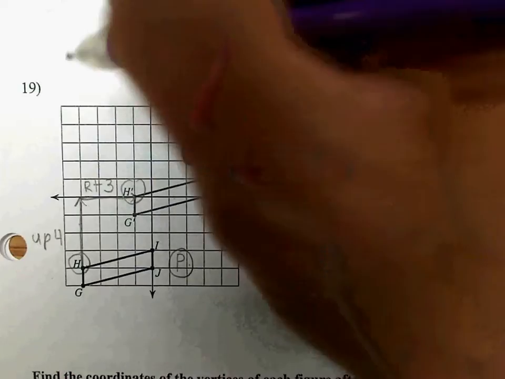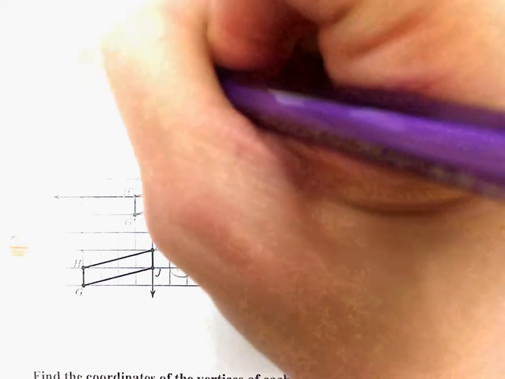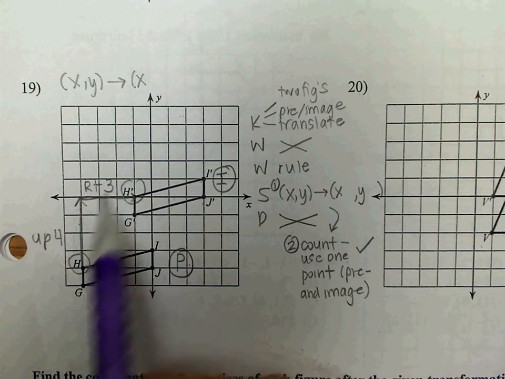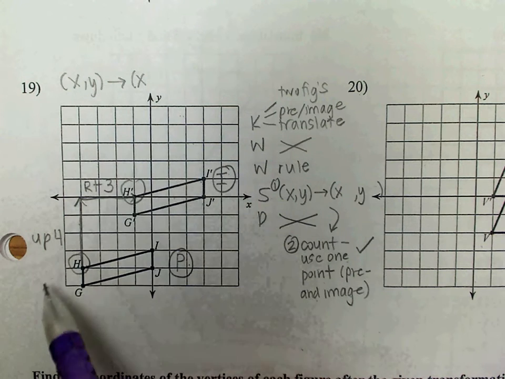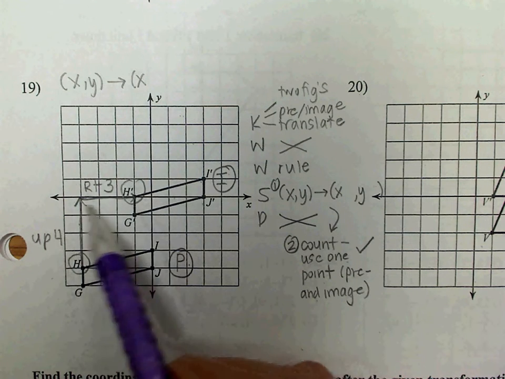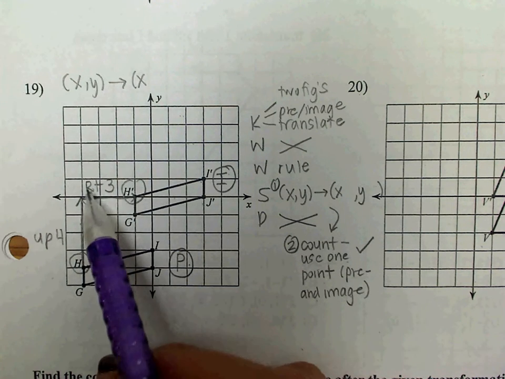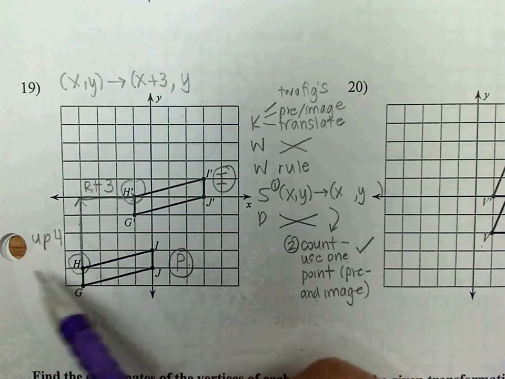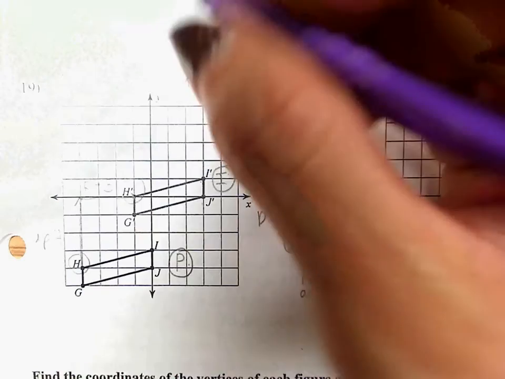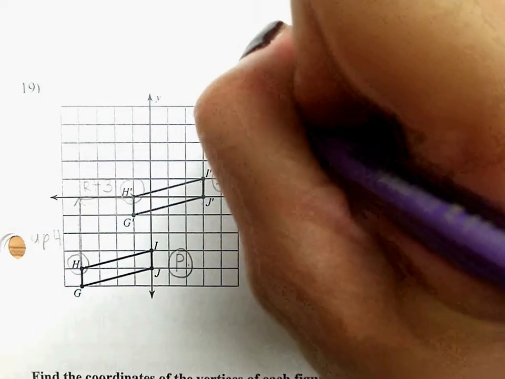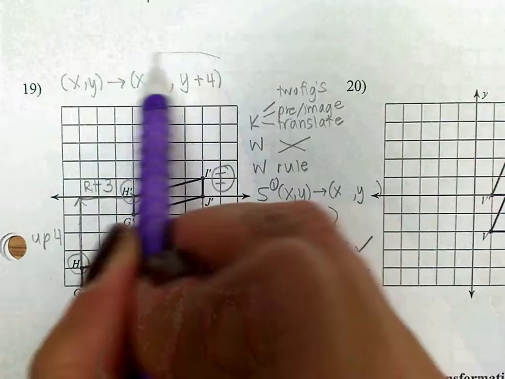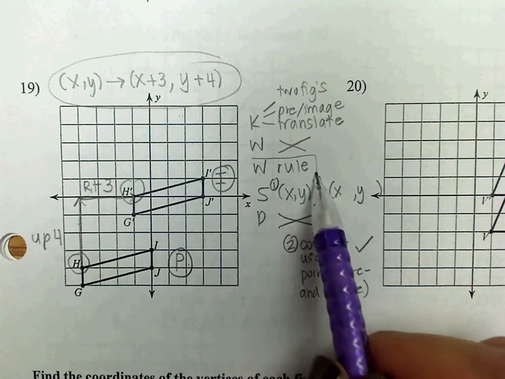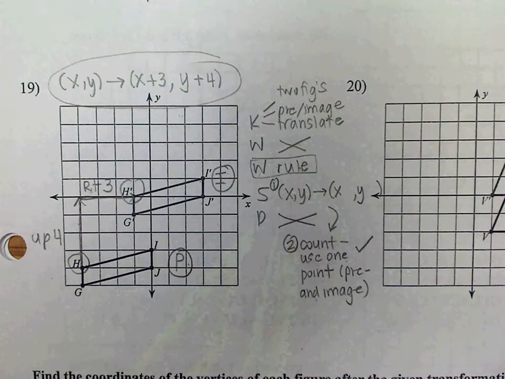So the rule is x comma y, that doesn't change, parentheses, arrow. Now, which one represents x movement? Okay, it's the one that goes right and left. So it went right 3, right means positive, so put plus 3, comma, then y. What's the y doing? It's going up 4, well, what's up? It's plus. And then close the parentheses, and that's my answer, because what is the question asking? It's asking for the rule.